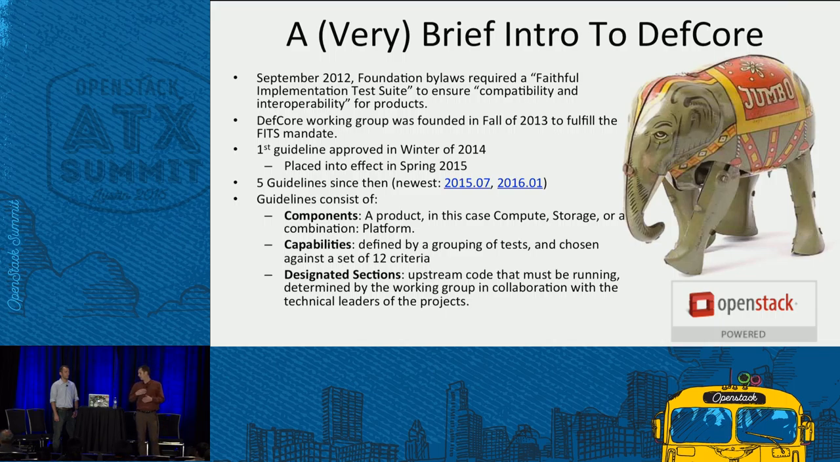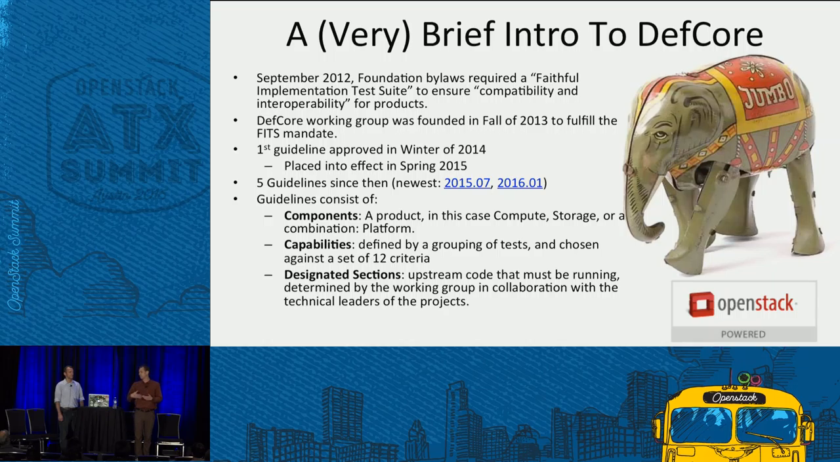There's a capability, which is essentially saying that some API exists. An example of this would be creating a server, right? That's a capability, or getting a list of images, or attaching a volume. All of these are different types of capabilities that you as an end user want to be able to perform on an OpenStack cloud and do so in a way that's predictable across those clouds. And the way that we measure that a capability exists is by running a test against it.